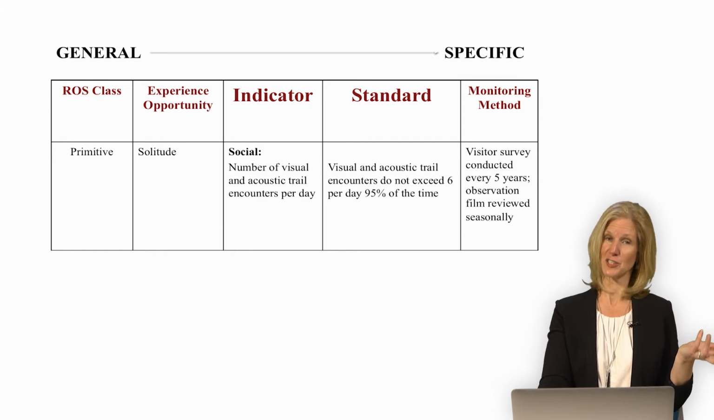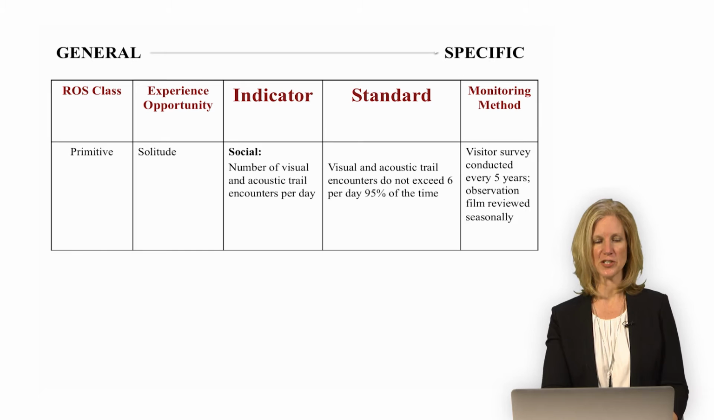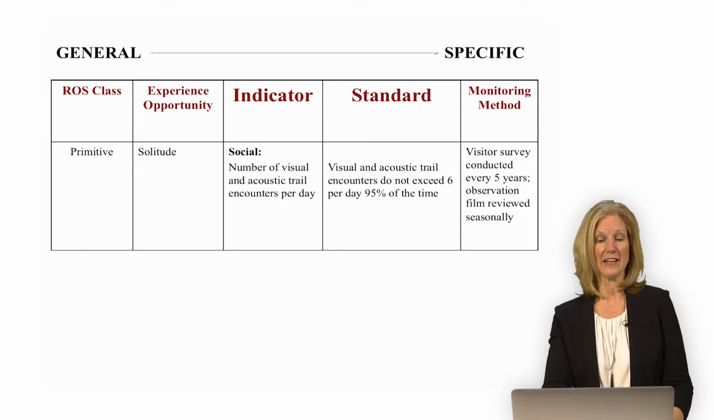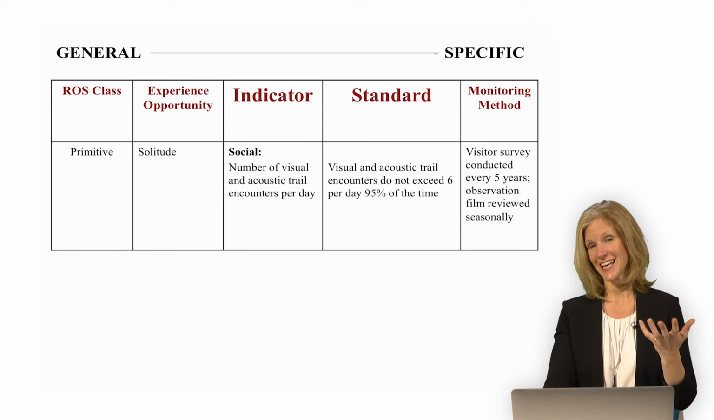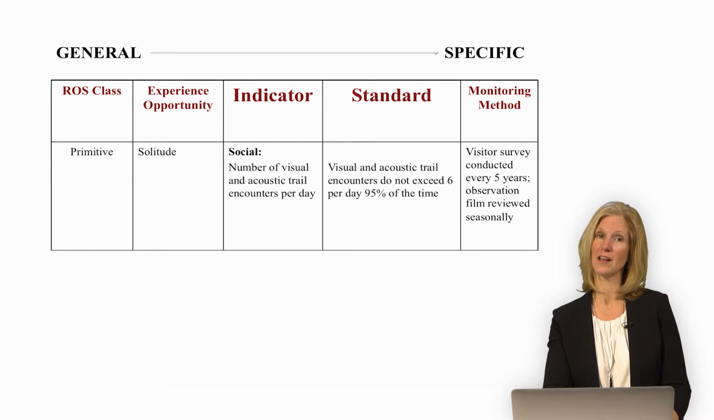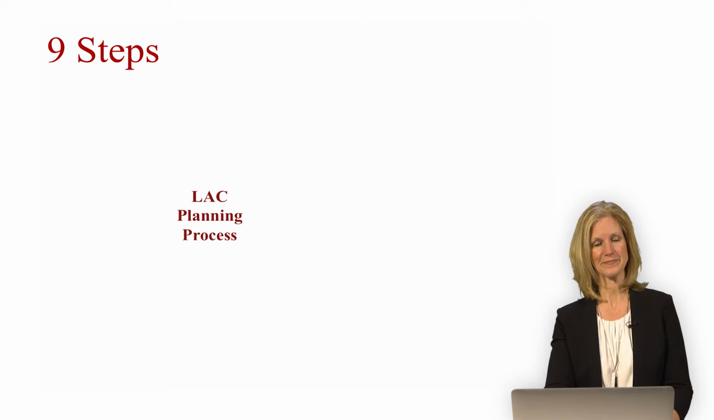Then, to know if the area is actually meeting this standard, you might conduct a visitor survey or do observation to see how many parties are encountered. You might also install a camera to review videos and track the actual number of encounters on trails. Maybe by the time you're in the field, we'll all have cameras embedded in us.